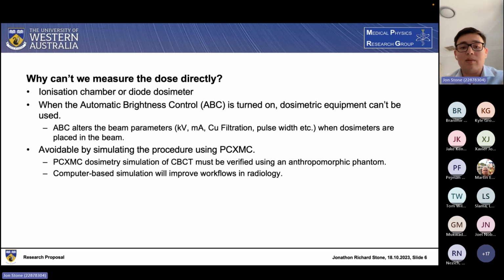However, this is avoidable by simulating the procedure using the same beam parameters like kV and mA in PCXMC. So the problem is that the PCXMC AutoCalc and the entire process of simulating it has to be verified using an anthropomorphic phantom. But the benefit of using PCXMC, if it was validated, is that the computer-based simulation will improve workflows in radiology rather than having to stick an anthropomorphic phantom into a beam every single time for validation.